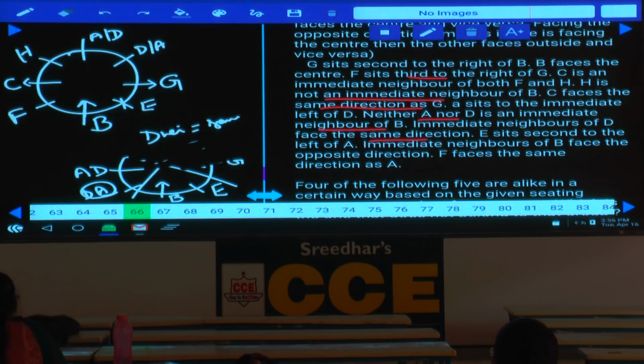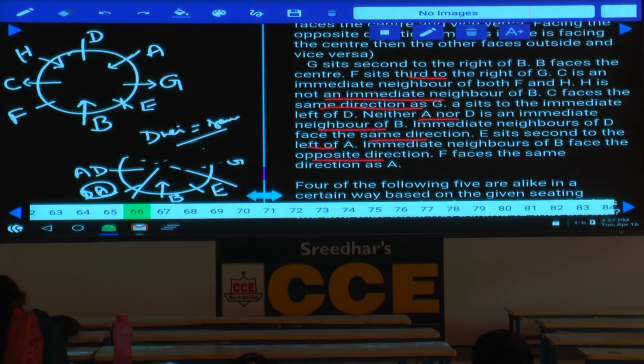And next one, E sits second to the left of A. As E is seated second to the left of A, E is already fixed here. That means A must be here. If A is here, then E sits second to the left of A. A is facing the center. If A is here, then D will be here. And D's neighbors are facing the same direction. A and H are the neighbors. A is facing the center, then H must also be facing towards the center. Immediate neighbors of B face opposite directions. Immediate neighbors of B are E and F.